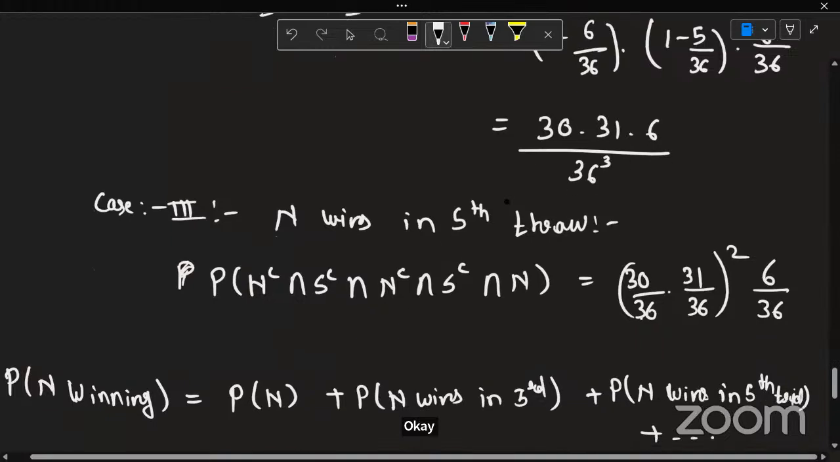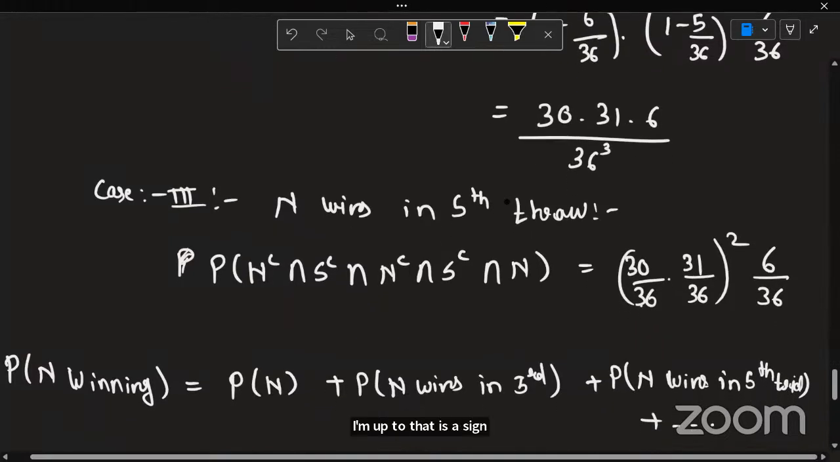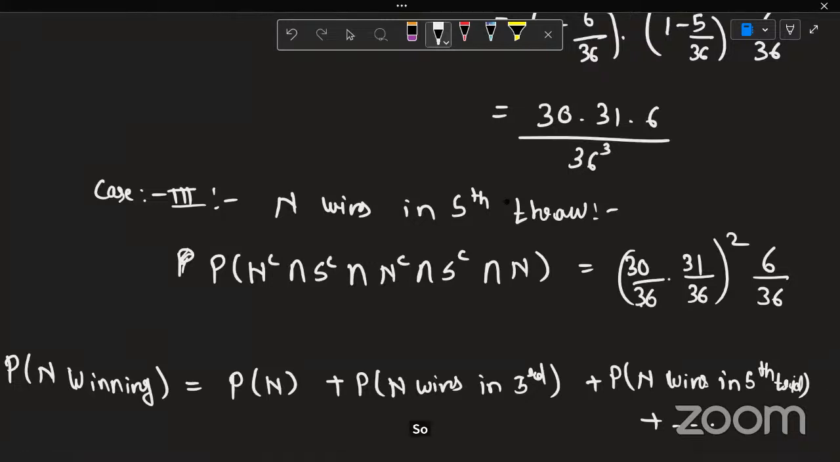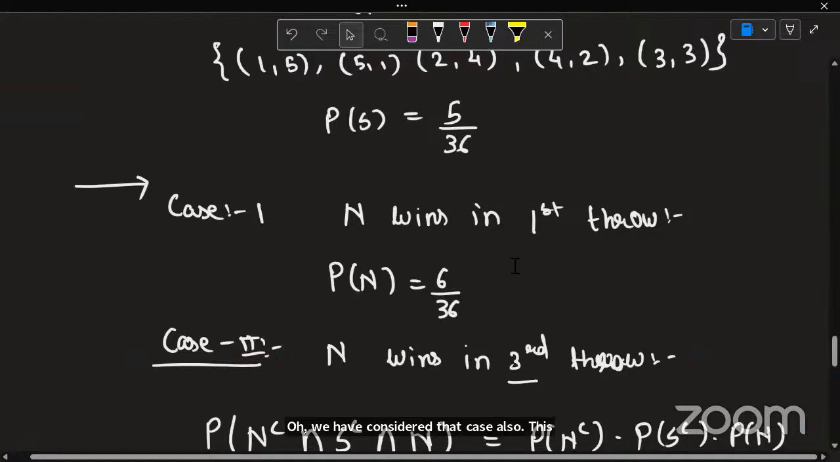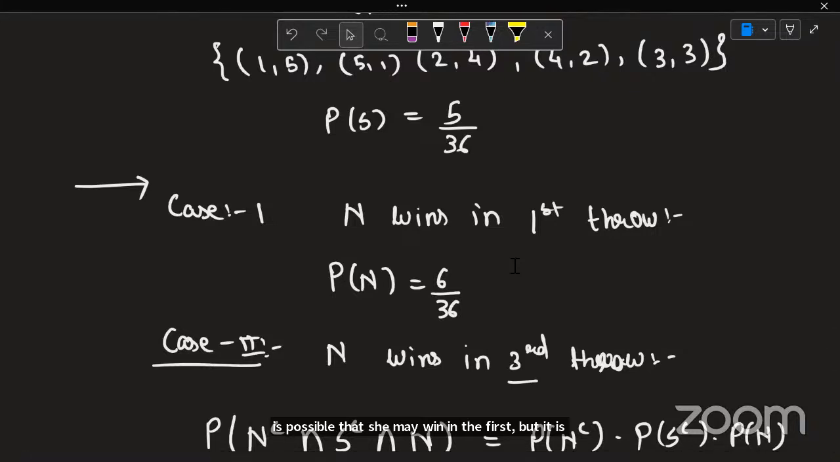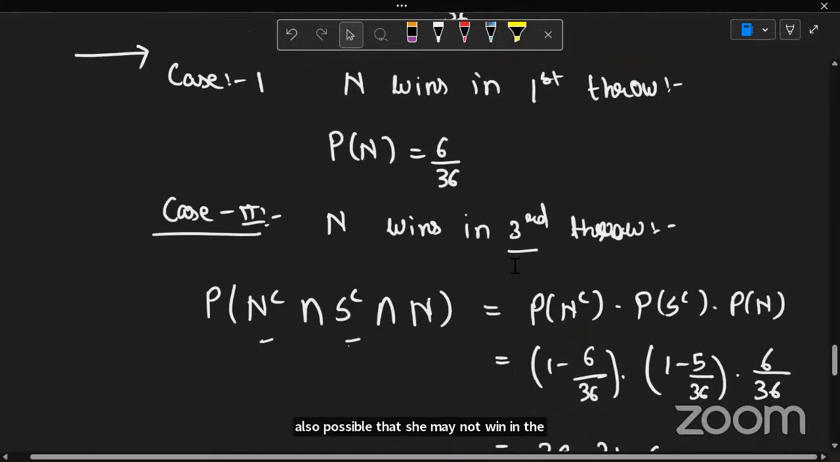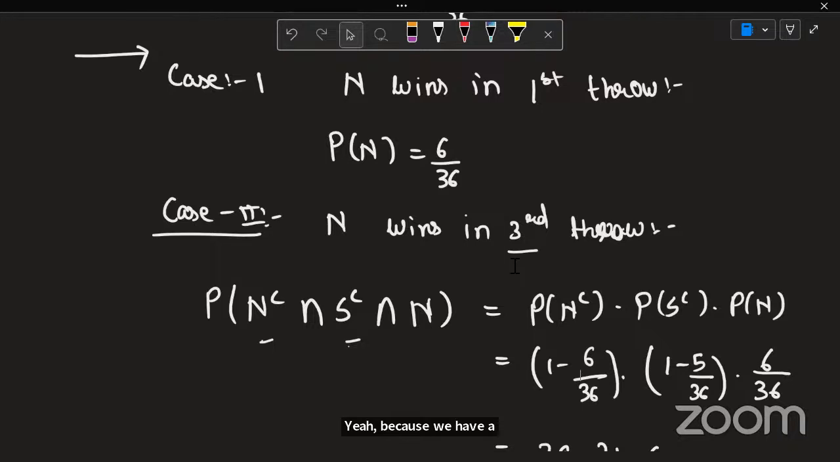Then we went for the fifth throw. Let's say she didn't win in the third throw also. Ma'am, for the first throw, why have we not considered Nina winning for the first time? We have considered that case also, no? Case one, it is possible that she may win in the first throw, but it is also possible that she may not win in the first throw. So we have to consider the second throw, but Sam is anyway losing in any of the games, right? Yeah, because we are focused on the probability of Nina winning. It's not mentioned on which throw she will win, right?